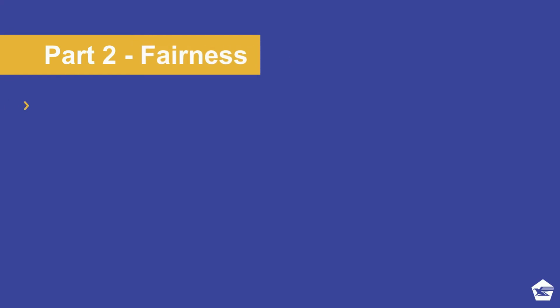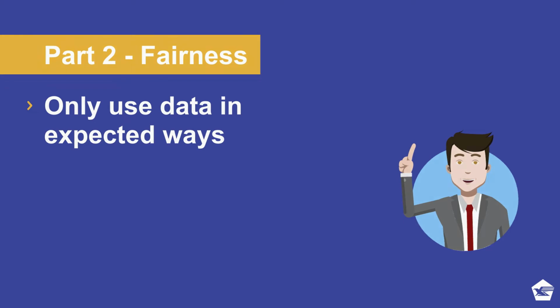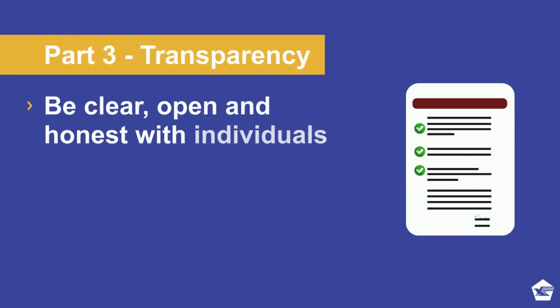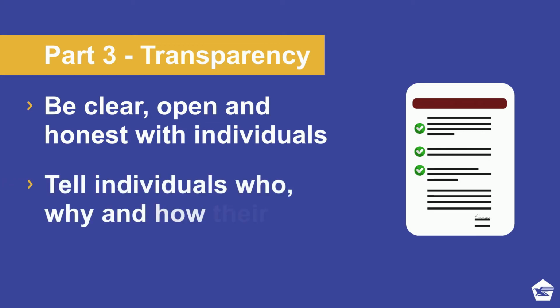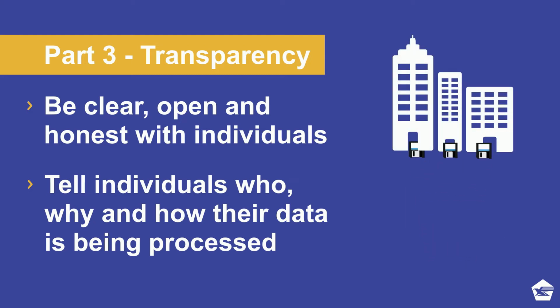Fairness means that you should only handle personal data in ways that people would reasonably expect. And transparency is all about being clear, open and honest with individuals and telling them who is processing their data, and why, how, and if you intend to share that with any third parties.